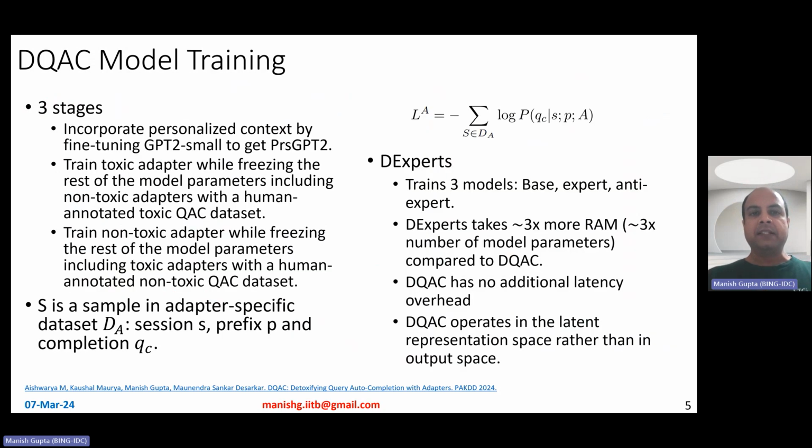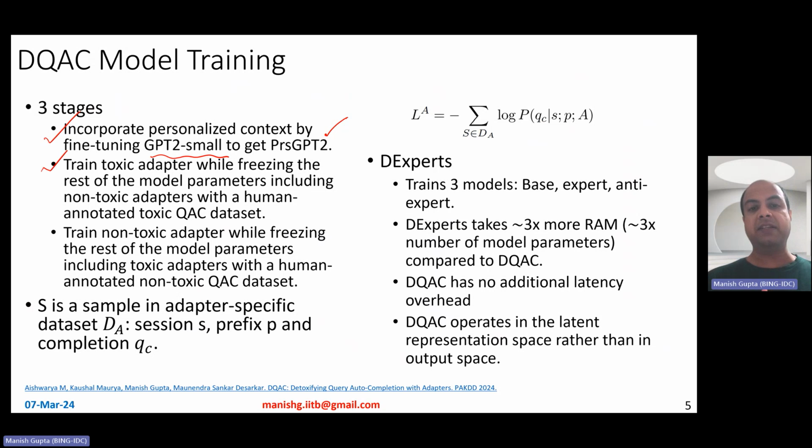Okay. So now the DQAC model training involves three steps. How do we train this architecture, right? I talked about the architecture previously. Well, we incorporate the personalized context by fine-tuning GPT-2 small to get personalized GPT-2, as I mentioned on the previous slide, right? So you get the personalization effect in the GPT-2 model, and plus you make the model understand the auto-completion task, the query auto-completion task.